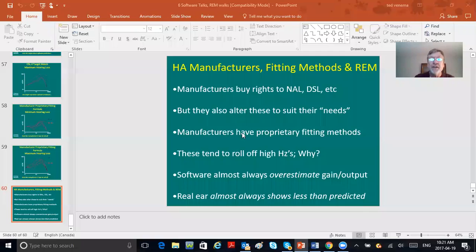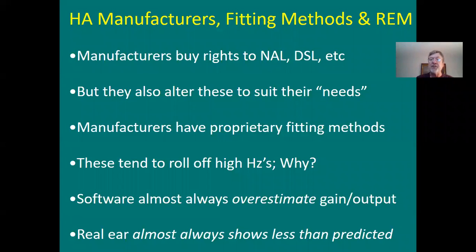All right. Share screen again. We're just about all done here. Manufacturers roll off the highs. Software, let's just take this message home. Software tends to paint a rosy picture. Software tends to overestimate the gain and output of the hearing aid. Real ear almost always shows less than predicted.